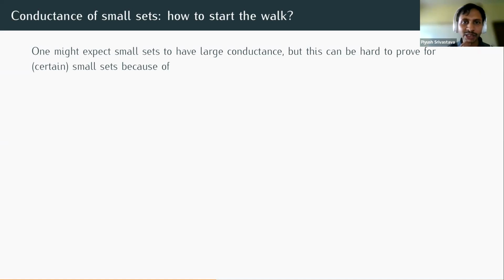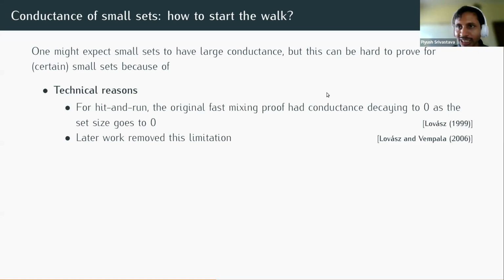So one can expect, for example, that small sets will have large conductance, but this can be hard to prove, for two reasons. One is just technical. As I said, the original proof of Lovász for hit-and-run, not point-and-run, only had fast mixing with warm start. That was because the conductance bound that Lovász's paper proved had conductance decaying to 0 as the set size decayed to 0. So you could only prove high conductance for large enough sets, which is a bit counterintuitive. But this was a technical limitation, in the sense that later work by Lovász and Vempala removed this.